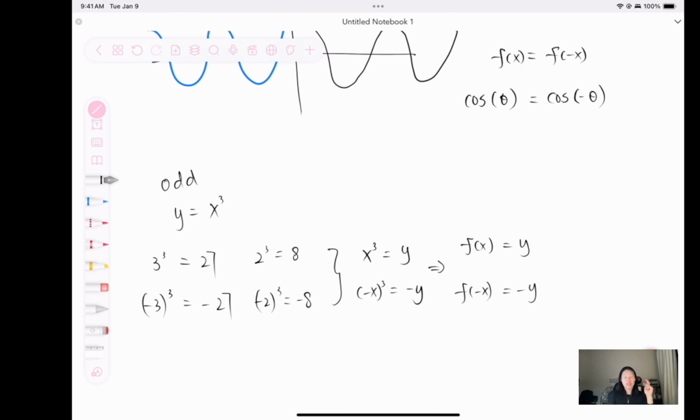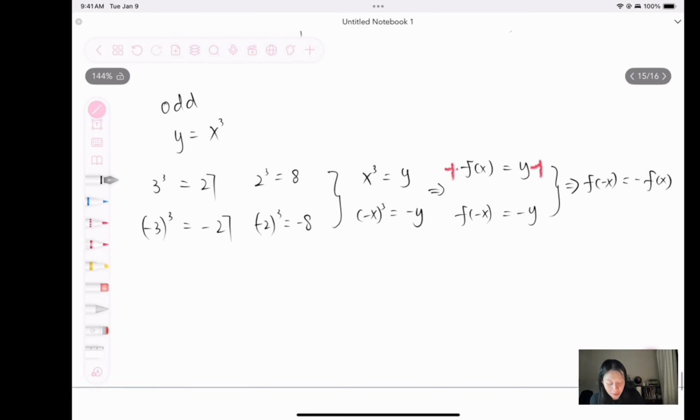How can we still do this a equals b equals c? Well, I can multiply negative 1 on both sides. So that I get negative f(x) equals negative y. And then f of negative x equals negative y. Now, we have the a equals b equals c thing. Then we got f of negative x equals negative f of x. That's for all the odd functions.